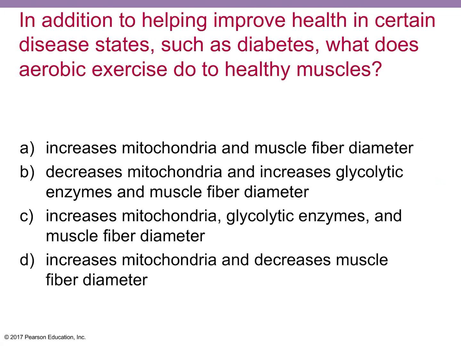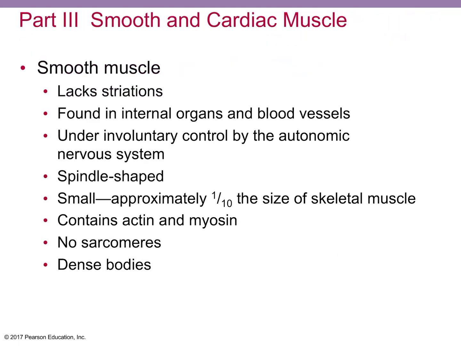In addition to helping improve health in certain disease states, such as diabetes, what does aerobic exercise do to healthy muscles? All right, so aerobic exercise, if you're looking at your choices, it's not going to decrease your mitochondria, right? It's going to increase the mitochondria. And then what is it going to do to the fiber diameter? Is it going to increase the diameter of the fiber, as in letter A? Is it going to increase glycolytic enzymes and also the fiber diameter, or is it going to decrease the fiber diameter? The answer is decrease the fiber diameter.